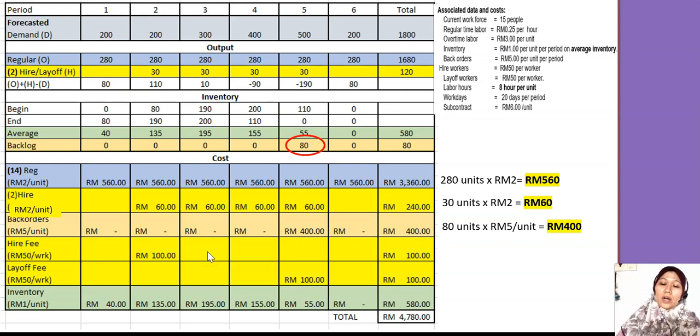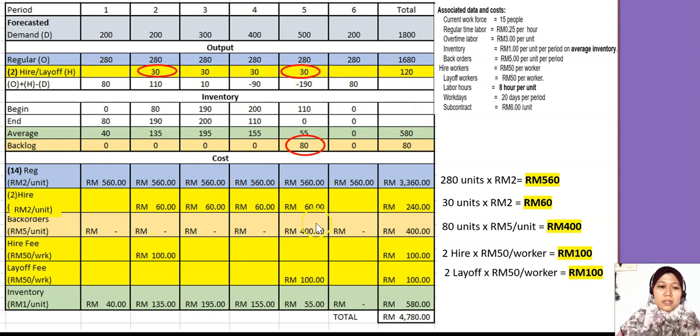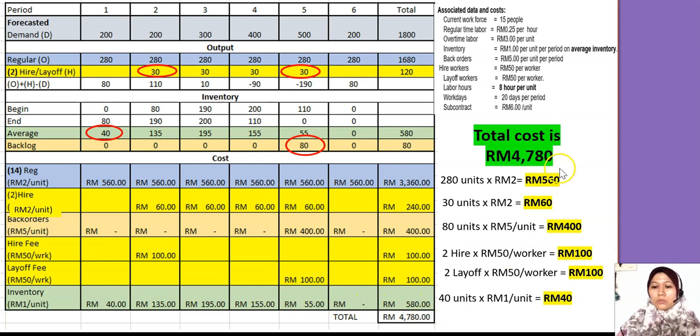And then okay, when we start hiring people, we need ada fee tau. When you hire and you orang kata let go, lay off, akan ada fee. So we start hiring 2 at period 2. So each worker RM50. Okay, since 2 workers 100, and then kita lay off dia at period 5. So again lay off pun RM50. So 2 kali 50, 100, sum up. And then inventory is very easy. You just times 1 ringgit the cost with the average. So 40 ringgit, 135, 195, 155 and so on, and you sum up, you dapat 4780 total cost untuk option 3.